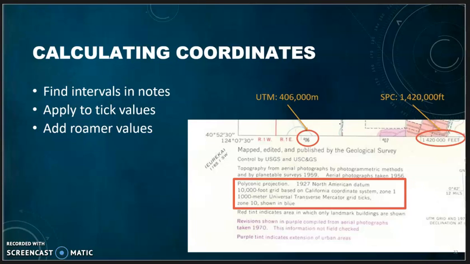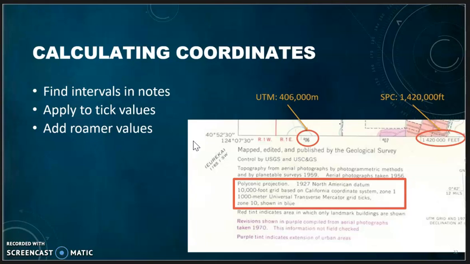Okay, so let's talk about calculating coordinates for the state plane system. When we're looking at our USGS topo maps, like I was talking about in the last video, we get a lot of our information down at the bottom of our map. Here we can see that this is based off of a 10,000 foot grid system based on the California coordinate system, because we are looking at the USGS Arcata South topo map. So we're in Arcata, California, therefore we are in the California state plane system, and we are in zone 1 of that state plane, and it is divided up into a 10,000 foot grid system.